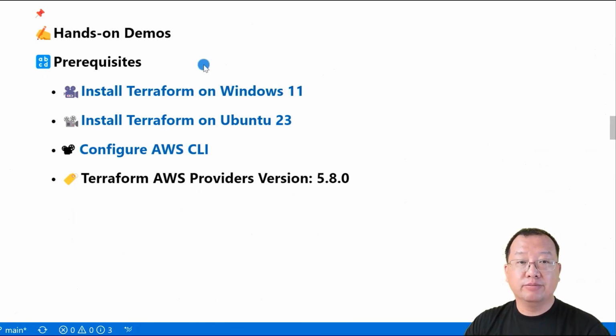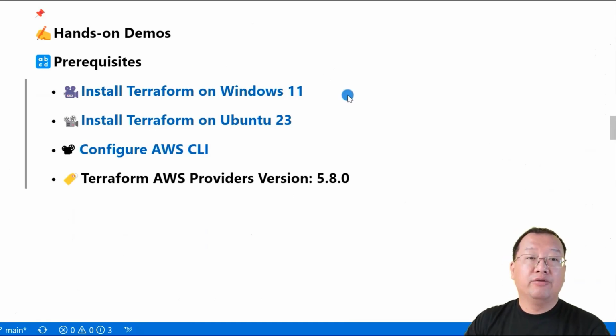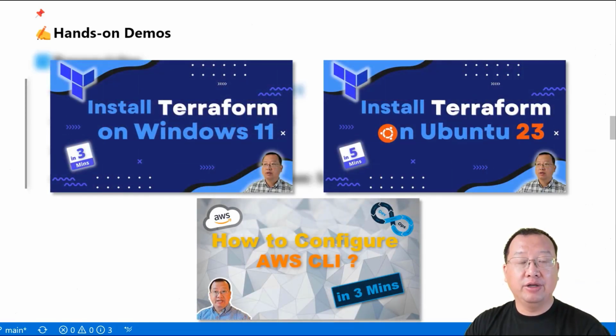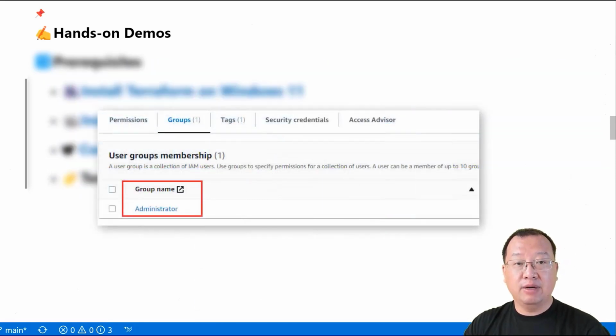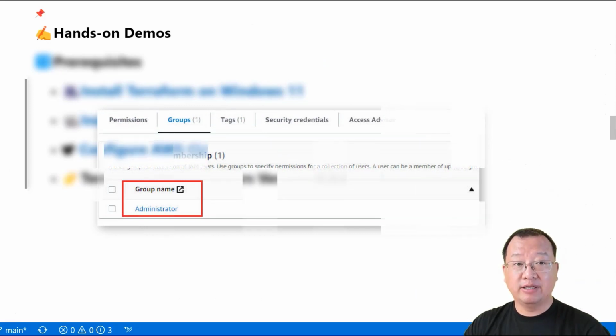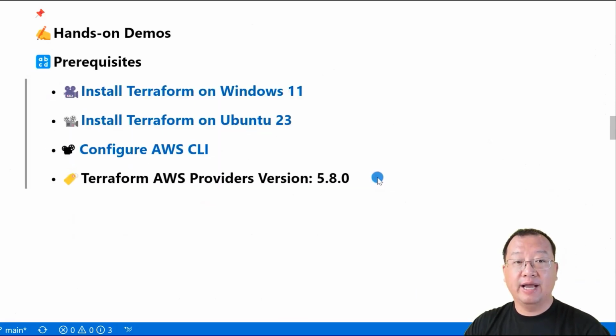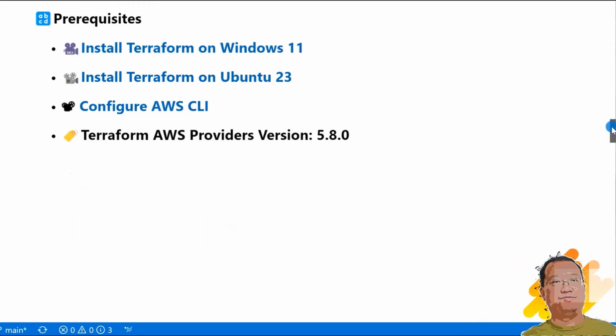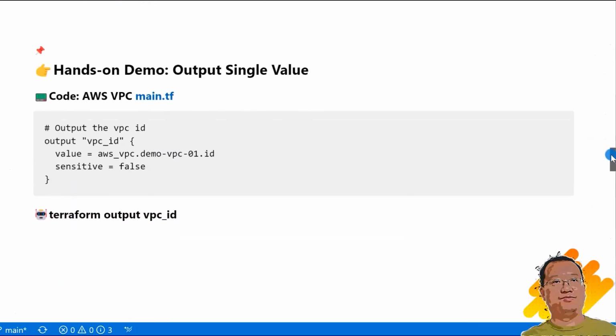Before we begin, please ensure you have the following prerequisites. Terraform installed on your dev box. If you haven't installed it yet, check out my videos on Windows and Linux installations. A properly configured AWS command line interface with an admin user. AWS provider version 5.8.0 will be used in my hands-on demo. Now let's start with the first hands-on demo.